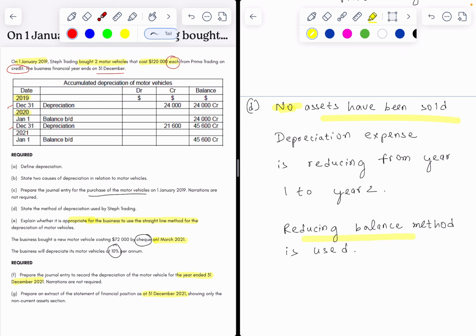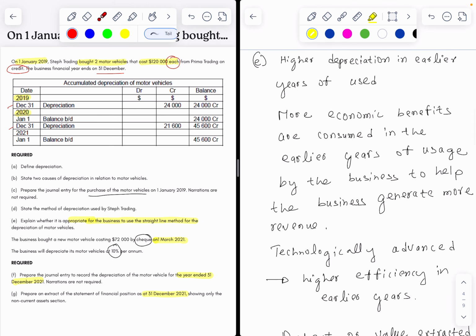Because reducing balance, as the name is pretty obvious, it means that the depreciation is going down as you move to the later years compared to the earlier years. All right. What about option E? Question E. So explain whether it is appropriate for the business to use the straight line method for the depreciation of motor vehicles. So as we have already discussed before, more economic benefits are consumed in the earlier years of usage for technologically advanced assets that we're working with, which are the motor vehicles.